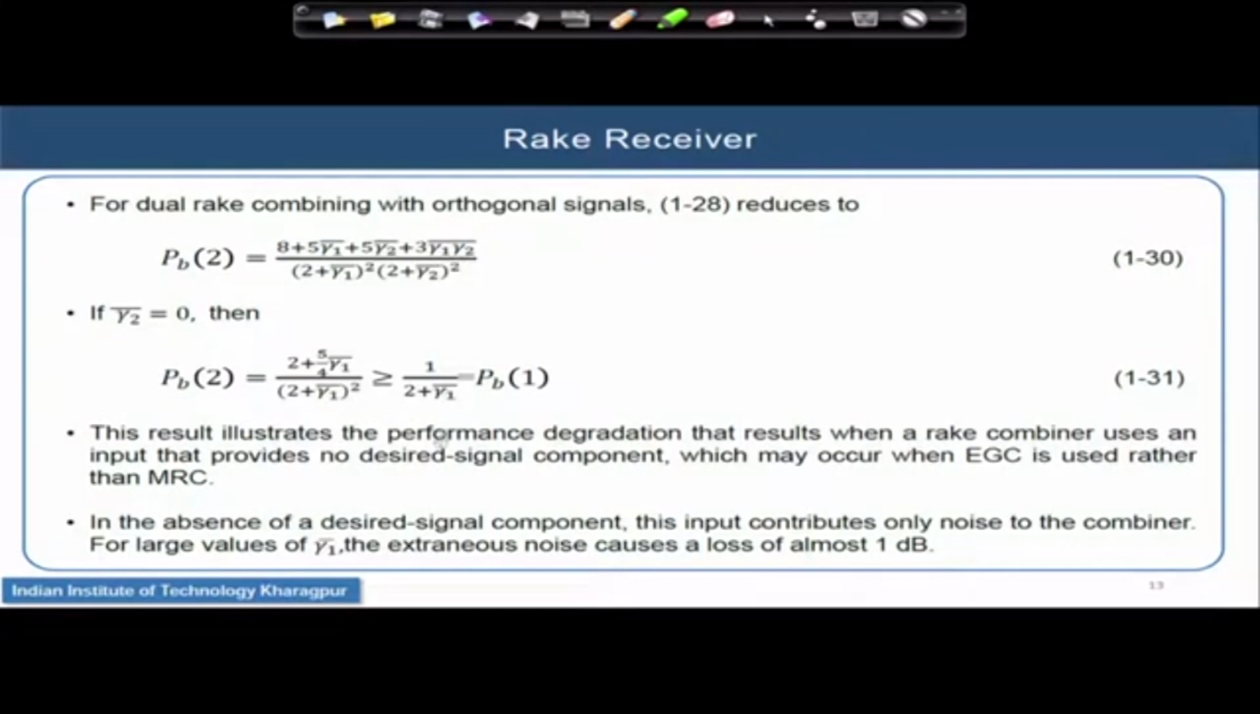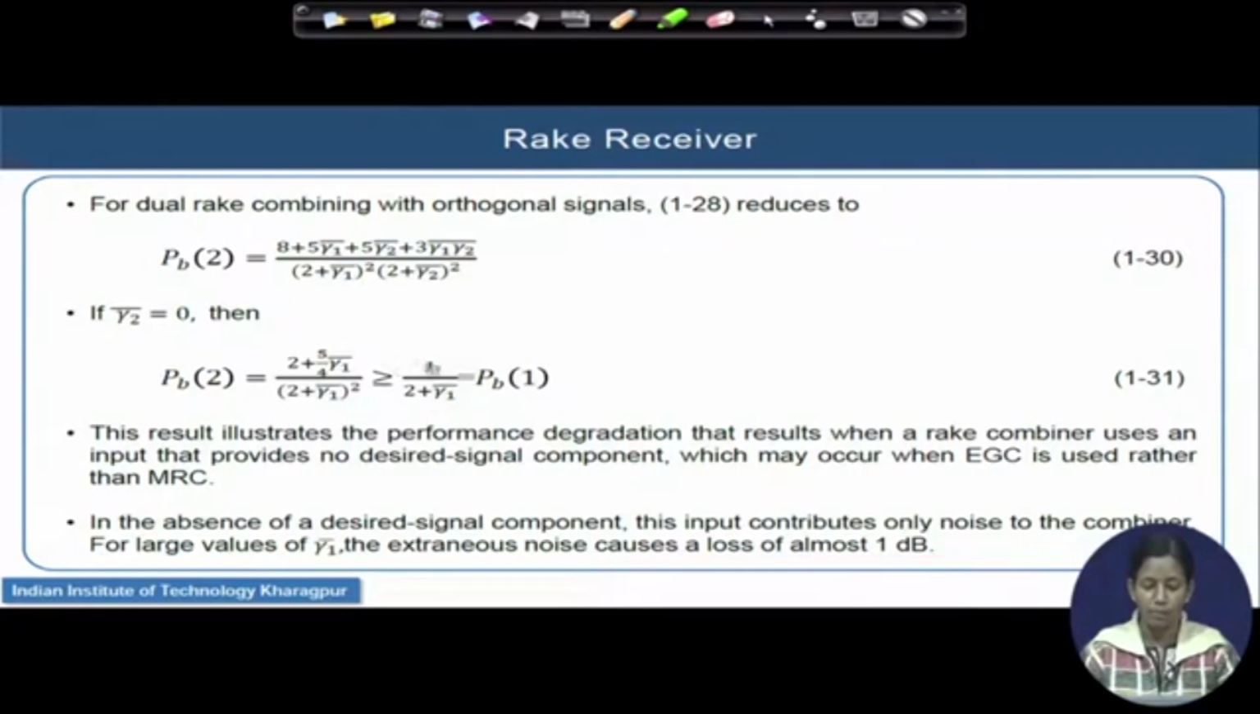So, the total has 2 paths, and the combination of these 2 is easier to understand over the whole path. If my gamma 2 bar is finally 0 and I am not combining the signal received from the second path, then I end up with an expression equal to that of path 1, the probability of bit error rate over a single path. So, what does this result show?